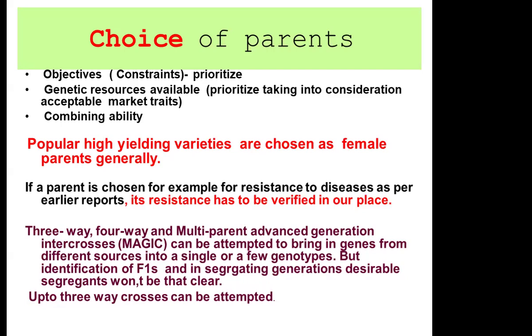Up to 3-way, we have to restrict to 3-way crosses only. We should not go beyond that. Otherwise, it becomes very difficult to identify whether it is really a segregant or not. All these things will crop in. Maybe there are some other reasons why we go for MAGIC, but for development of a variety, we can better restrict to 3-way crosses only.